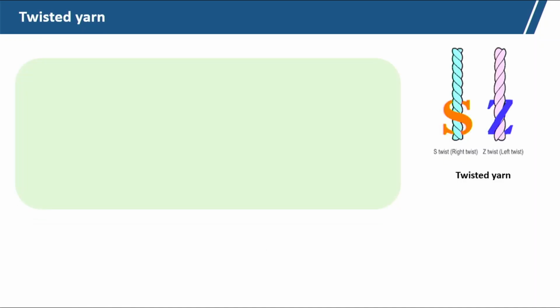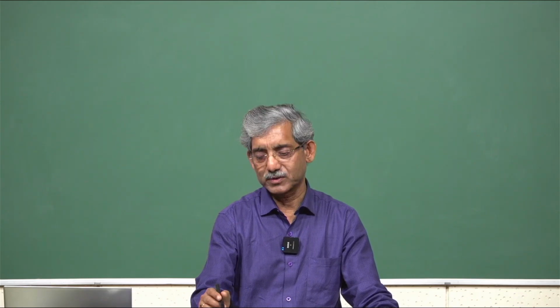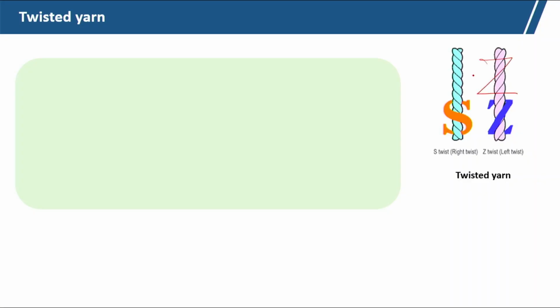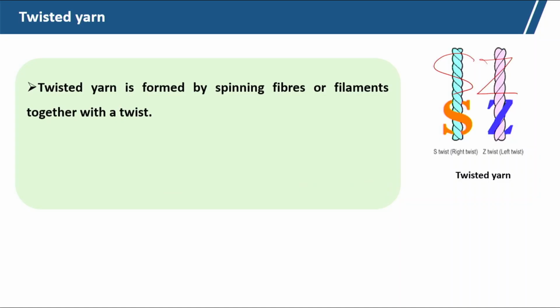And twisted yarn, as I have already mentioned, depending on the fiber alignment during twisting, it is either Z direction, which forms the Z pattern, or S pattern. Two types of twists are there, and we can twist yarn either in spinning, or twist different filaments together. Okay. A wide range of applications are there.